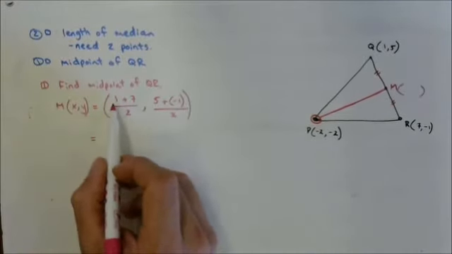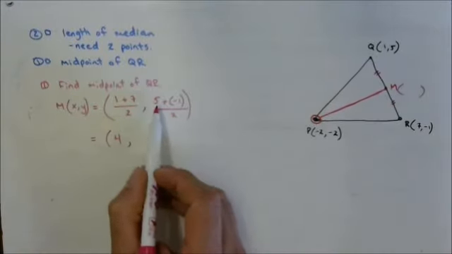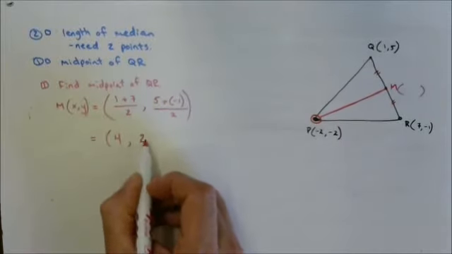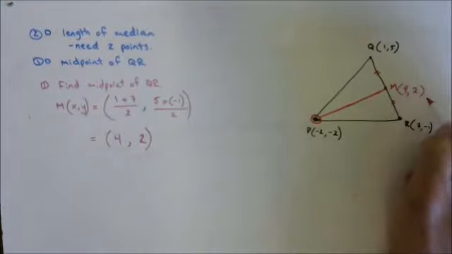Simple arithmetic, 1 plus 7 is 8, 8 divided by 2 is 4. 5 plus -1 is 5 minus 1, that's 4, divided by 2 is 2. So there we go, our midpoint, you can add that to your diagram, is at (4, 2).